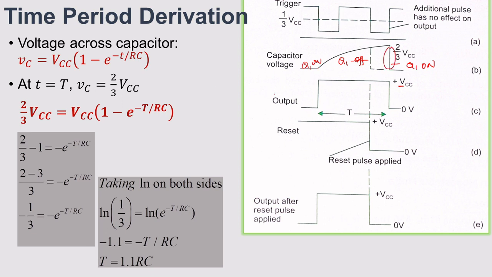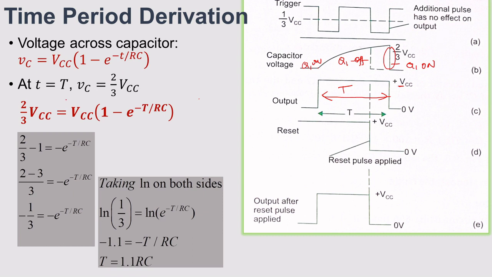Very important, when you want to find the derivation, we take the basic formula for the capacitor that we learned. VC, that is the capacitor voltage, is VCC into 1 minus e power minus t by RC. The RC is the time constant, that is tau. So at t equal to T, this is the time period, VC equals 2 by 3 VCC. So the maximum capacitor voltage is 2 by 3 VCC.